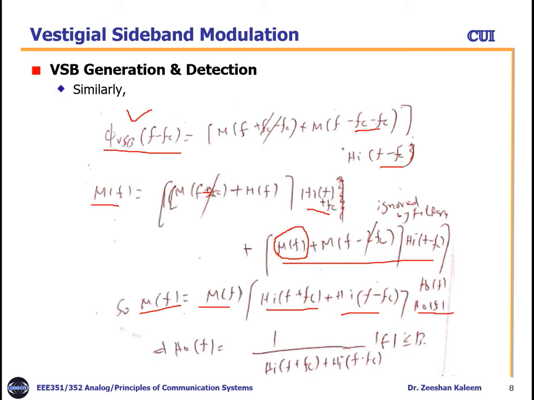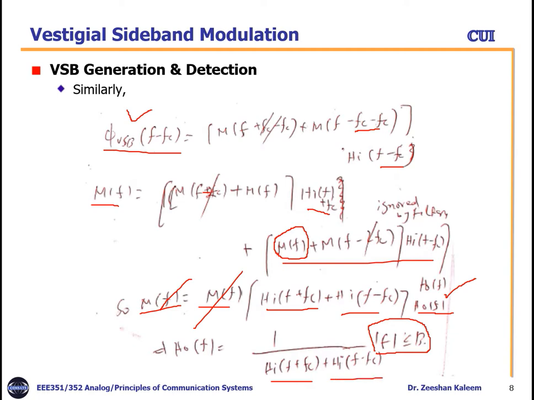As we are targeting F should be less than or equal to B, our bandwidth, it should not be greater, so these two will be cancelled out, and our target is to find H naught F, which would be equal to 1 over HIF plus FC, HIF minus FC.